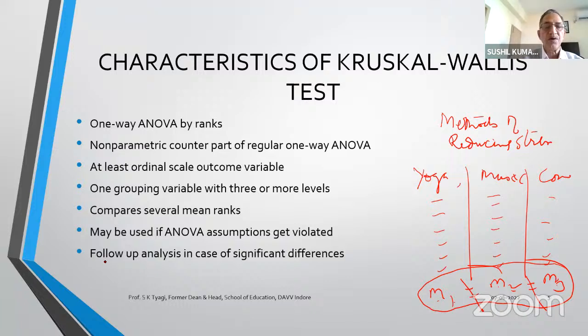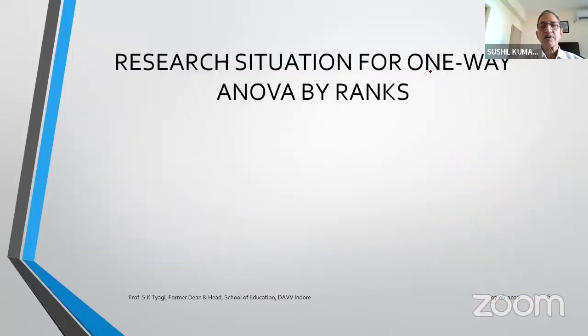This is known as follow-up analysis. This is done when we have found that groups differ. If the groups do not differ, we need not do anything. But if the groups differ, then we have to follow it up with some tests. So in Kruskal-Wallis test also, we can follow it up with a post hoc test.